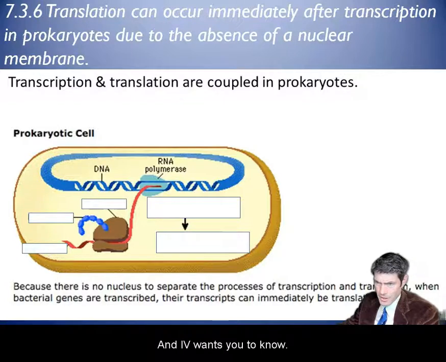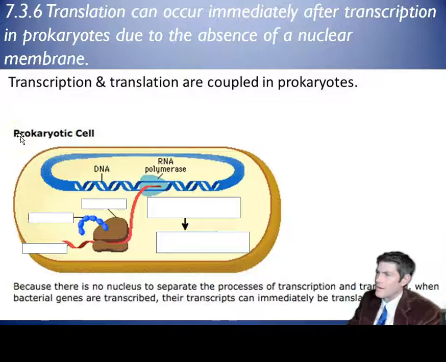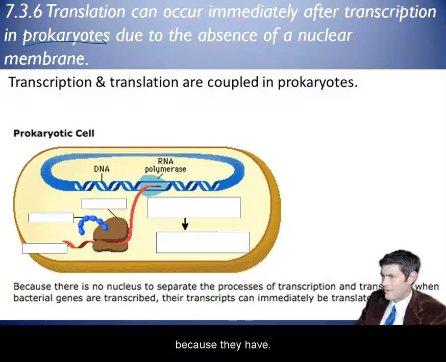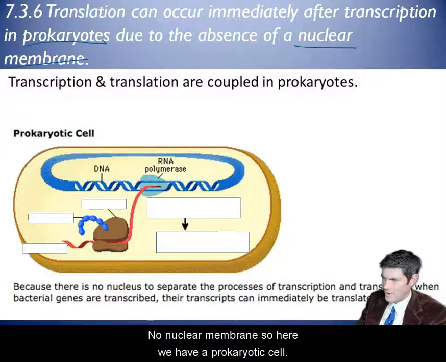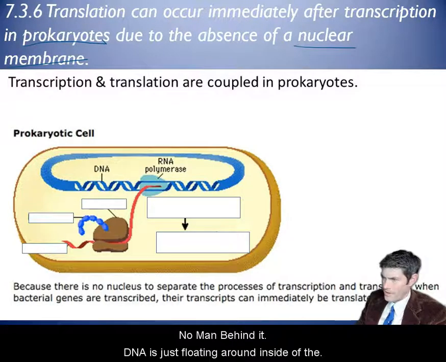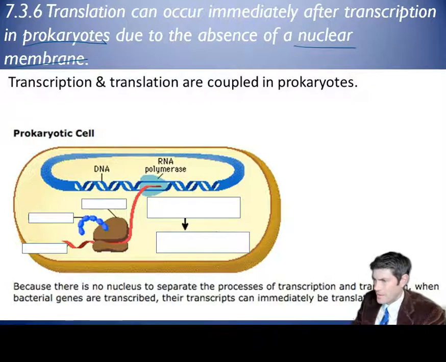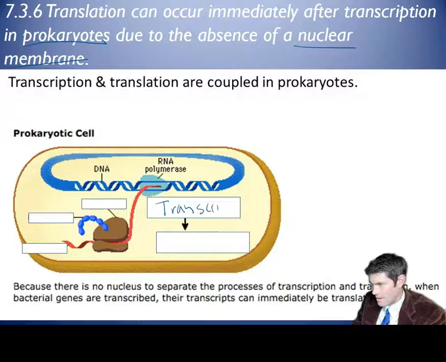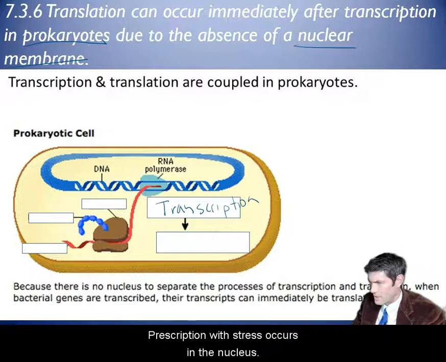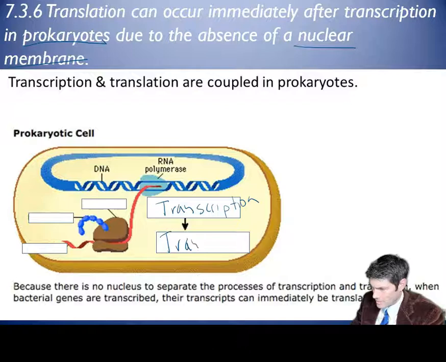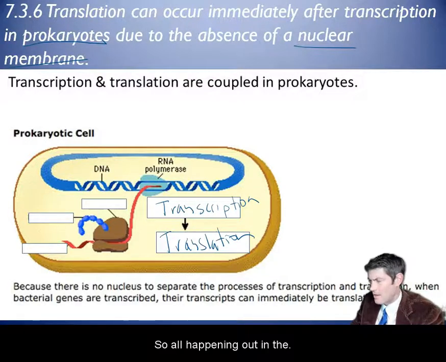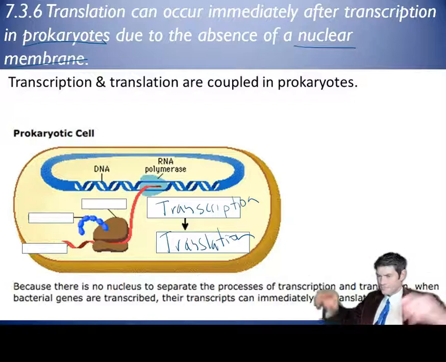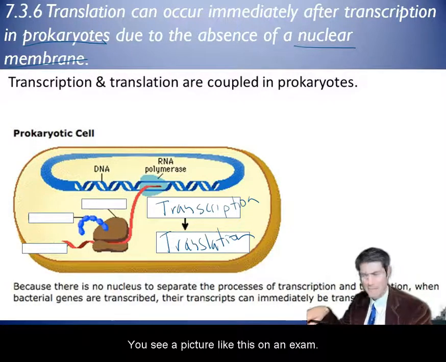And IB wants you to know that prokaryotes can do their translation, you know, faster because they have no nuclear membrane. So here we have a prokaryotic cell, no membrane. The DNA is just floating around inside of there. So you can have your transcription and translation right there together. Transcription, which for us occurs in the nucleus, and then translation. So all happening out in the cytoplasm. Boom, boom.